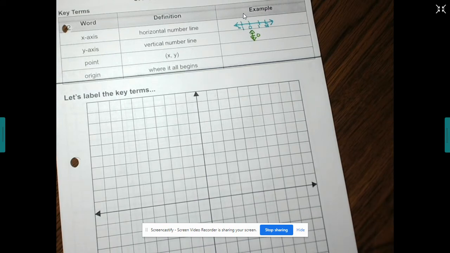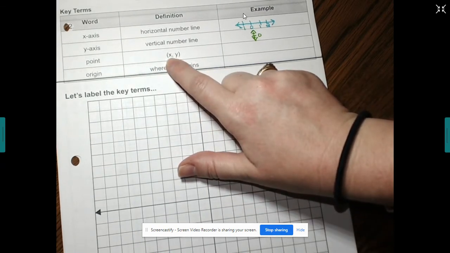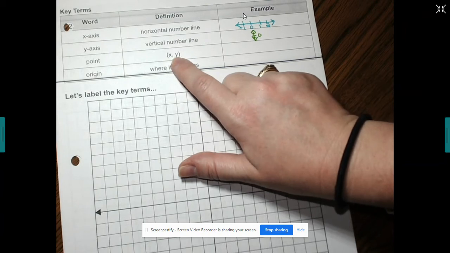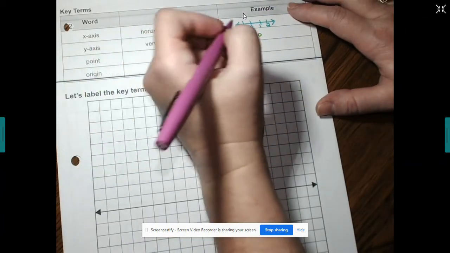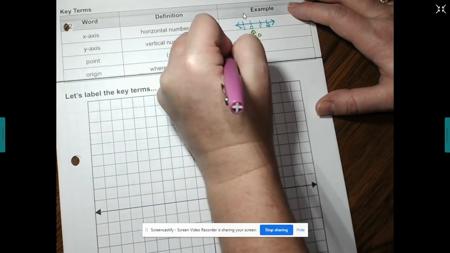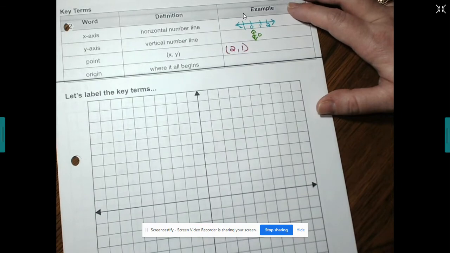Okay, a point. We are always going to write our points with parentheses, a number, which is our x value, a comma, a number, which is our y value, and then parentheses. So, for example, you might have (2, 1). That's how we say that. We say it's 2, 1.